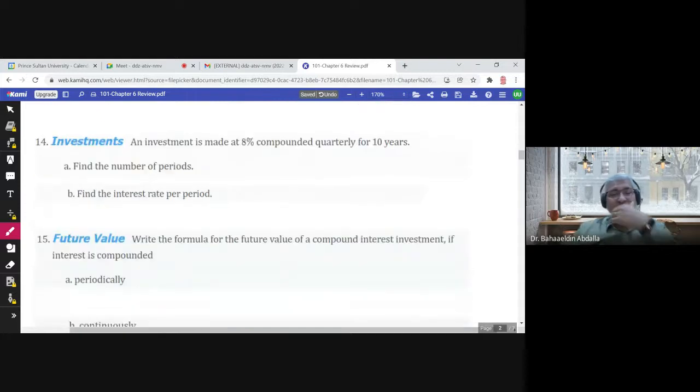An investment is made at 8% compounded quarterly, 4 times a year, for 10 years. Find the number of periods. Well, the number of periods is 4 times a year times 10 years, so that's 40. Find the interest rate per period. The interest rate per period is 8% divided by 4 times a year, so that's 0.02.